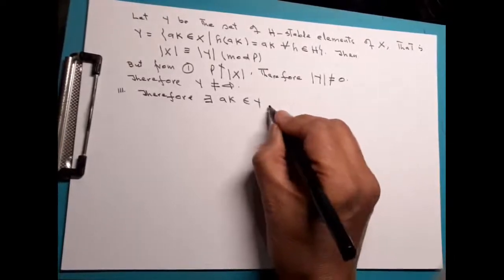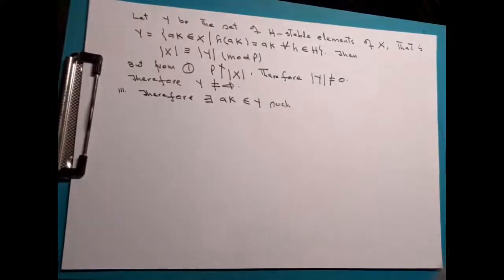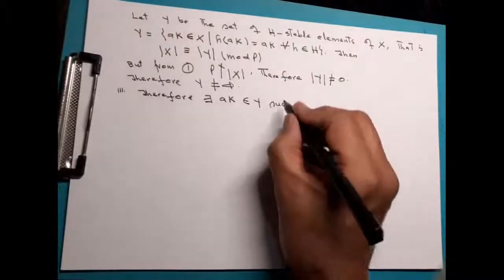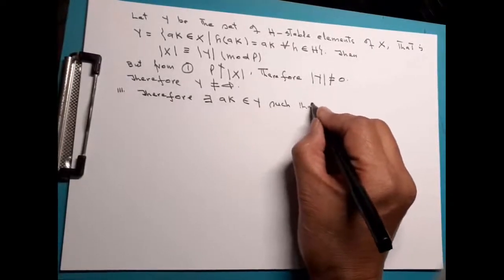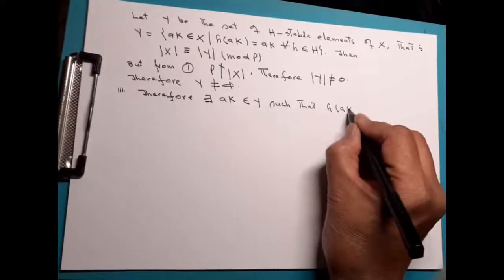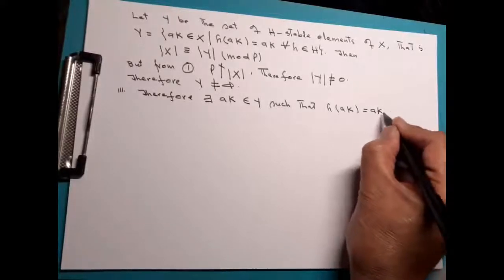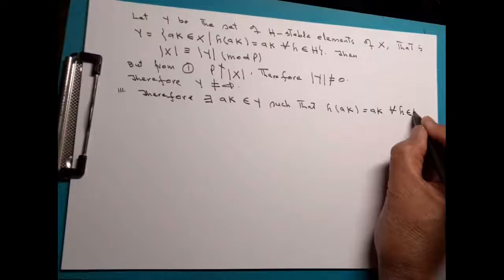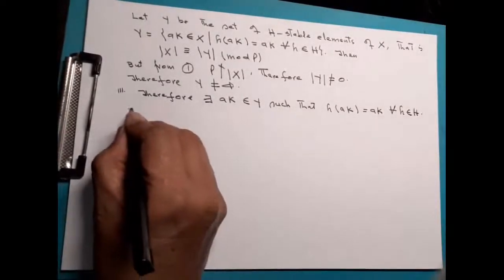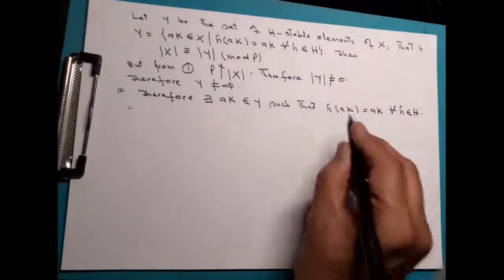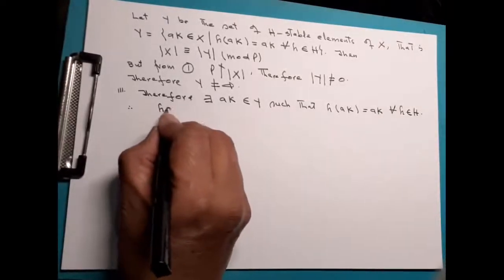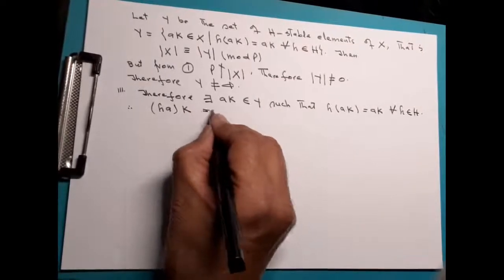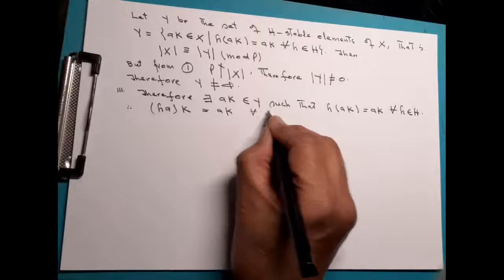Since this element belongs to Y, and Y is the set of H-stable elements of X, there exists an element aK belonging to Y such that HaK is equal to aK, and this is for all h belonging to H. And therefore we can write this as HaK is equal to aK for all h belonging to H.